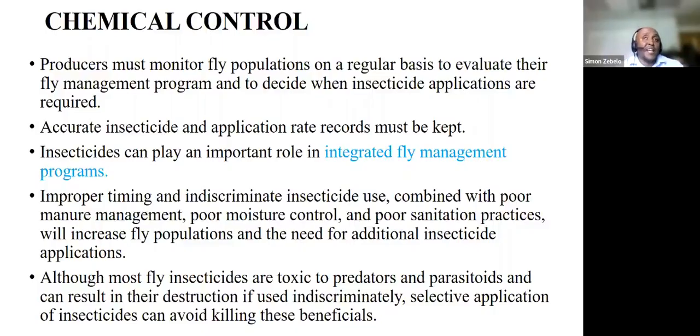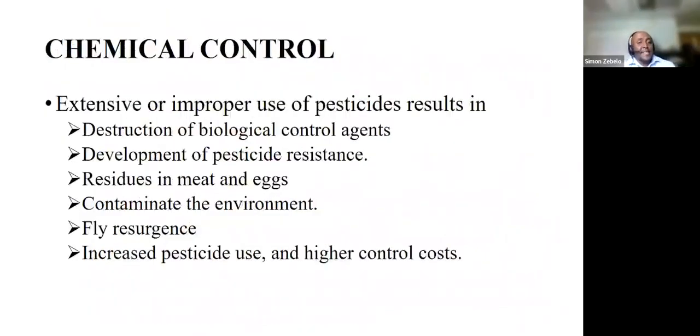So those pesticides that we apply to control houseflies may also kill predators and parasitoids, which are beneficial insects, or other beetles. So that's something we have to take into consideration before we apply. Extensive or improper use of pesticides results in destruction of biological control agents. That's an issue. Also, development of pesticide resistance.